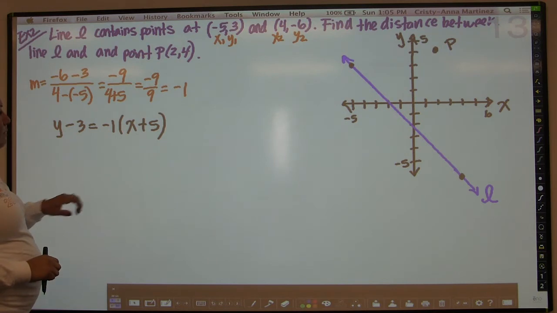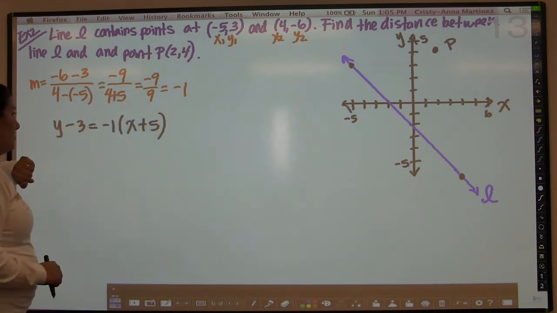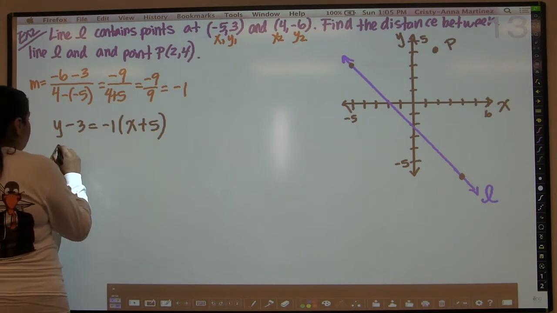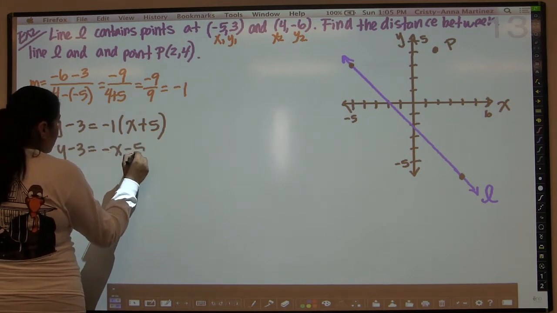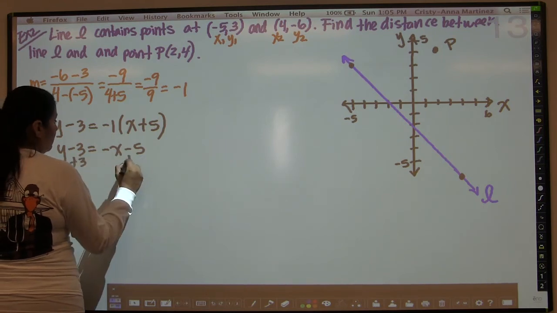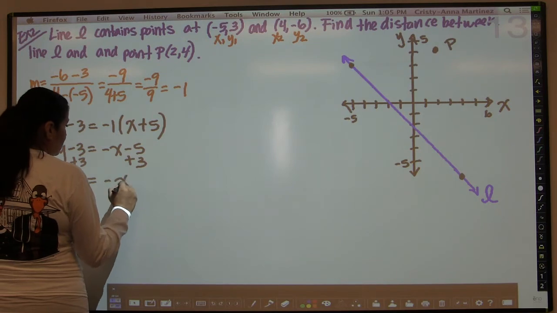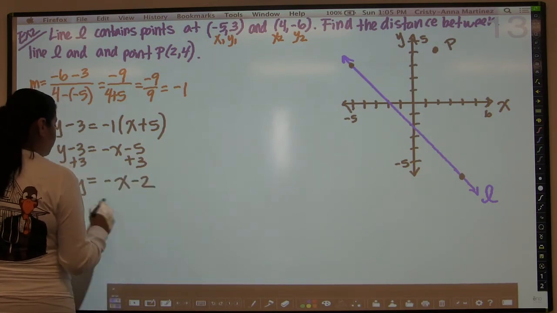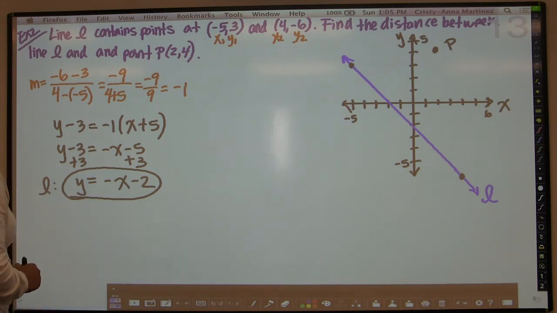Now remember, I put a plus here because it's minus a negative, so that x1 was -5. So then to simplify that, y minus 3 equals -x minus 5. I add this 3 to the other side, and my equation is now y equals -x minus 2. This is the equation of line L.